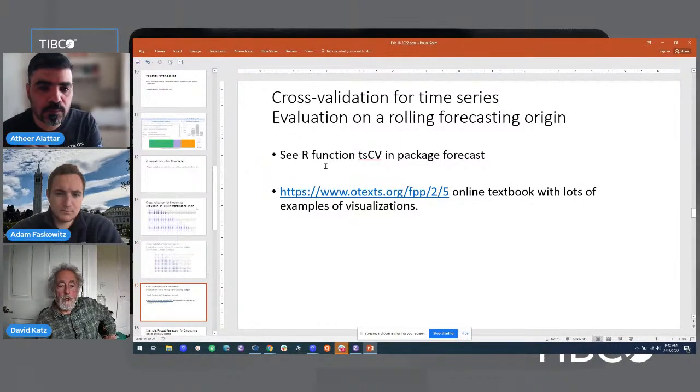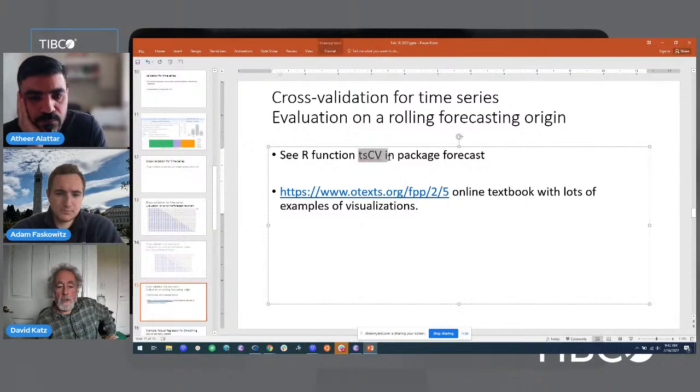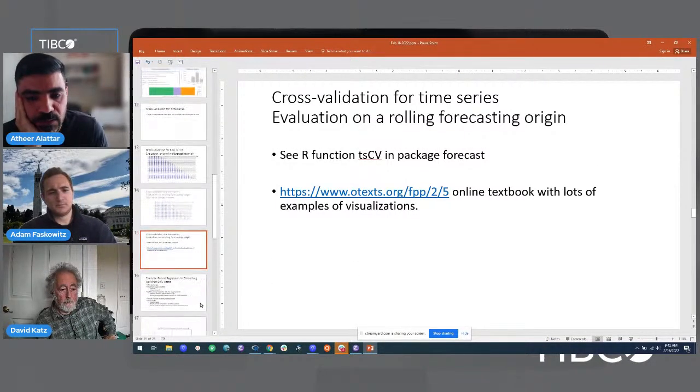So just a note that if you're an R programmer, there's this nice package that makes it easy to do this type of time series cross validation, TSCV.